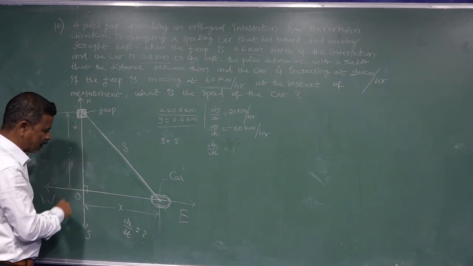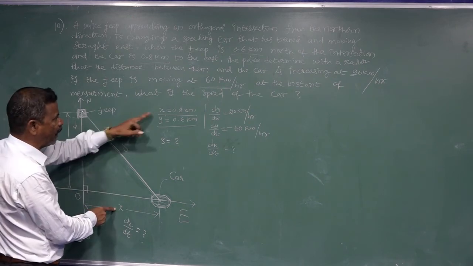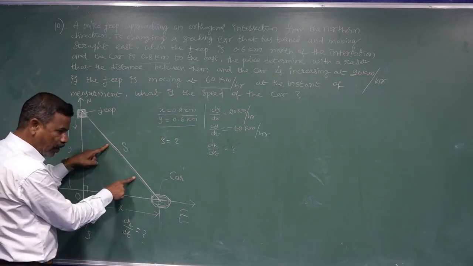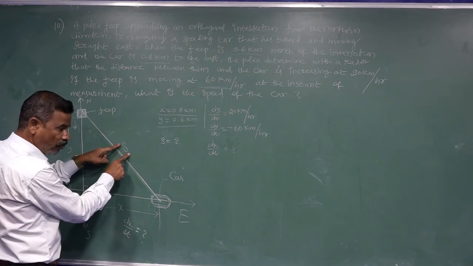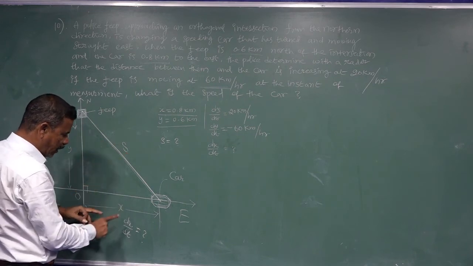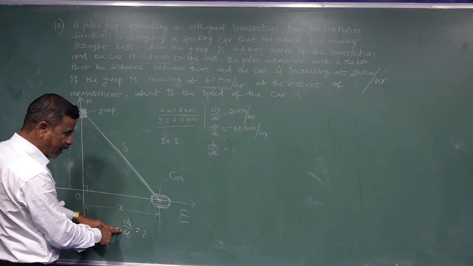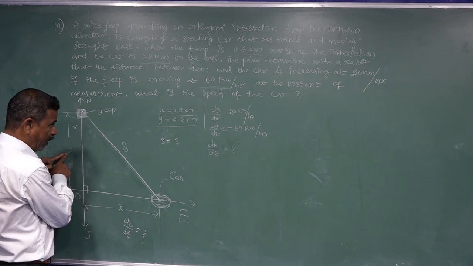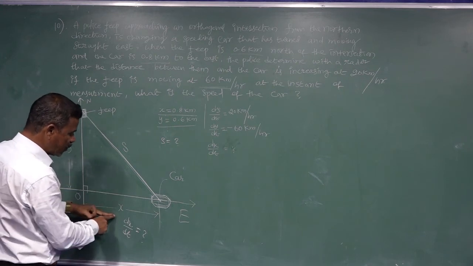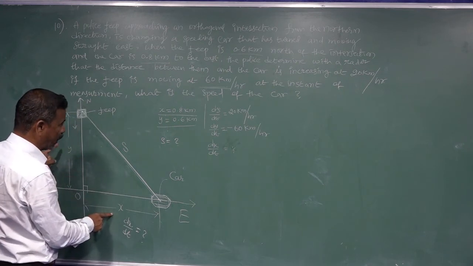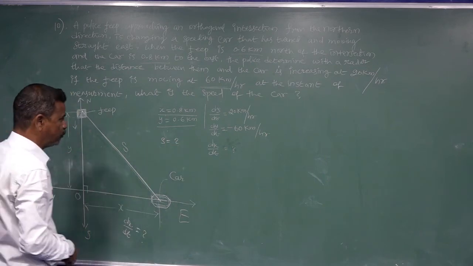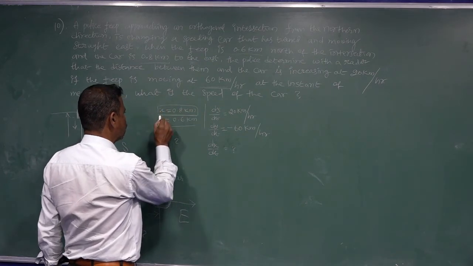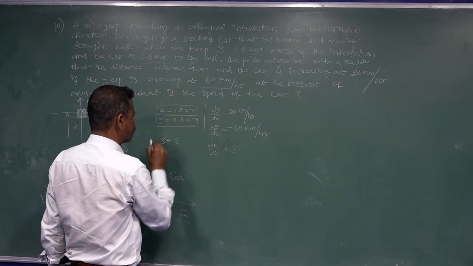In this triangle x, y, s: x is 0.8 kilometers given, y is 0.6 kilometers given. Here we don't know the s value. First of all, find the s value. After that, x rate is dx by dt. From these values we find it. The dy by dt is also given. He is asking dx by dt, how much? The y rate is given, minus 60, a downward rate.